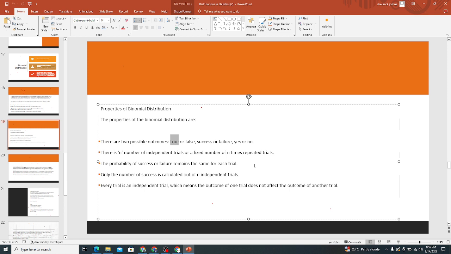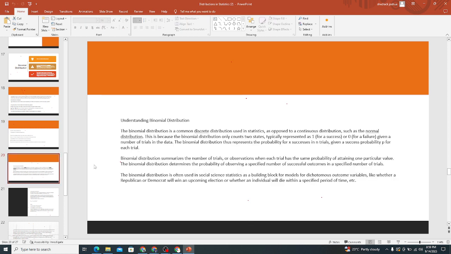Then the last property is that every trial is an independent trial, which means the outcome of one trial does not affect the outcome of another trial. So the outcome of the first trial does not affect the outcome of the second trial.